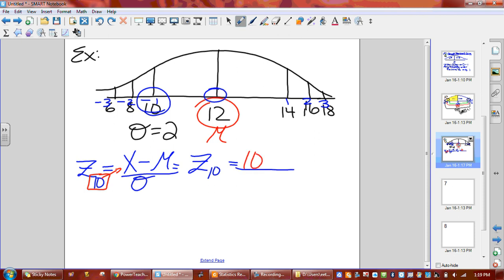Then I'm going to put in the other numbers. So I need the mean and the standard deviation. So how big is the mean? 12. It's right in the middle. How spread out are the numbers? 2. Good. So now I'm going to get 10 subtract 12 is negative 2. I get negative 2 divided by 2, which gives me negative 1, which we already know 10 is negative 1. Okay? We're just proving that that's how you would find it with your Z scores.